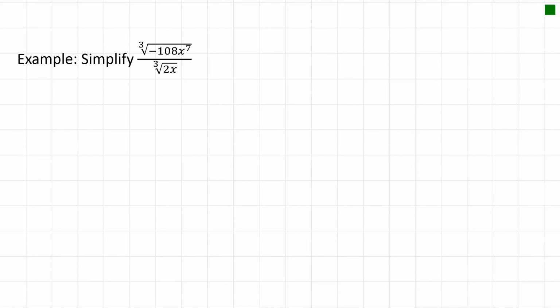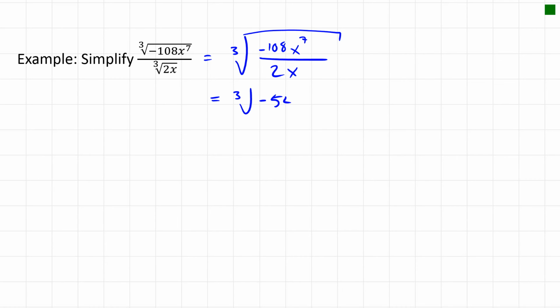So again, if we are to combine these two fractions and then cancel, it's going to make our lives a lot easier. So the cubed root of, well, 108 divided by 2 would leave me with, that's got to be 54. And x to the 7 over x leaves me with x to the 6.